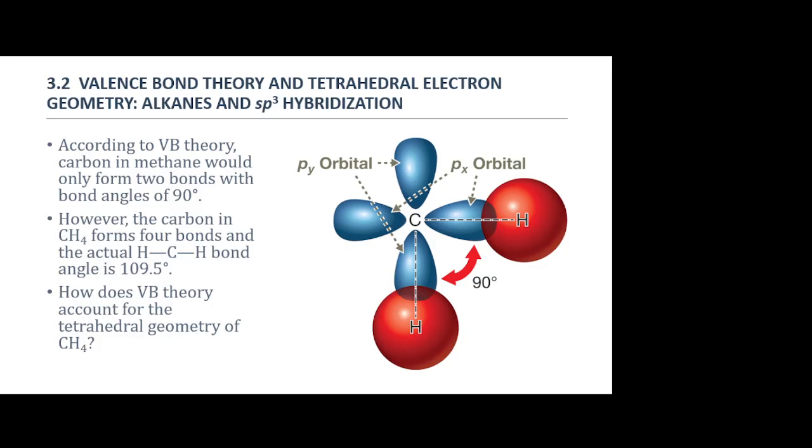All right. So according to valence bond theory, which is what we're starting to touch on right here, the carbon in methane would only form 2 bonds, and they'd have bond angles of 90 degrees. So if we were to make bonds with methane with the current understanding of orbitals that we have, then it could never make a tetrahedral shape, could it? There'd be no way to do that.